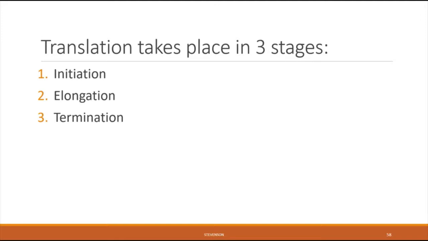Biologists consider translation to also have three substages in it, and these substages are referred to with the same names that we use for the three substages of transcription. So translation starts with initiation. Again, to initiate just means to start. Elongation refers to the elongation of the protein molecule that's being made by the ribosome. And then finally, termination means the end of the process, because termination means to end.